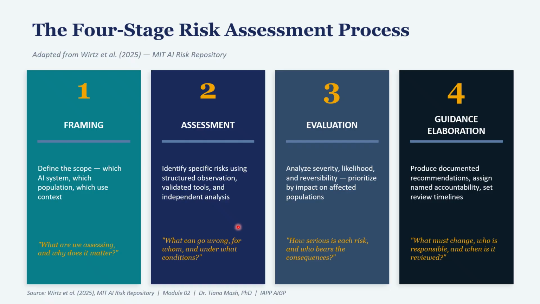Stage 3, the question is, how serious is each risk? This is where you're evaluating, right? Who bears the consequences? Who's going to be responsible if something goes wrong? Who's going to be responsible if a governing body fines the company? Who's going to be responsible if, as a result of the outcome or the output, someone was seriously harmed, whether psychologically, physically, or emotionally?